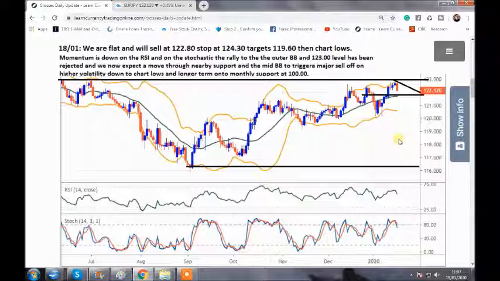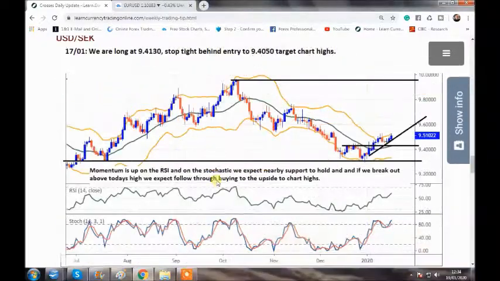Now, in terms of euro proxies, I'm going to look at USD SEK first. Right, USD SEK daily chart.